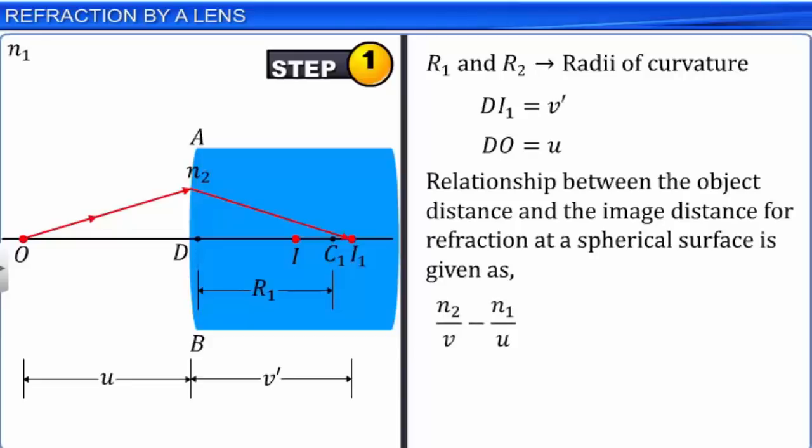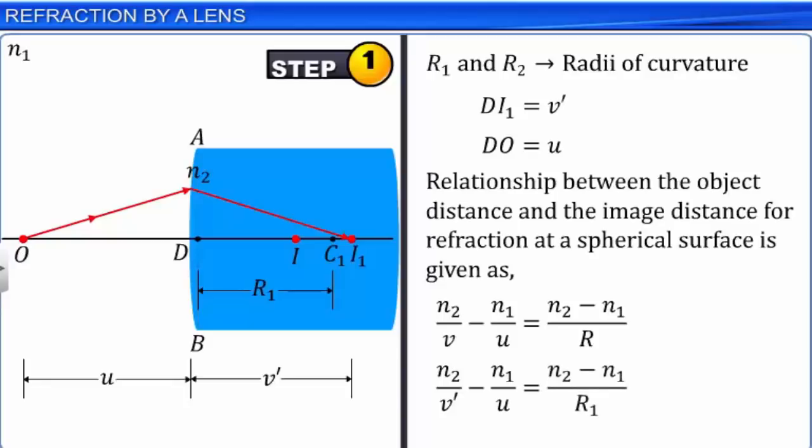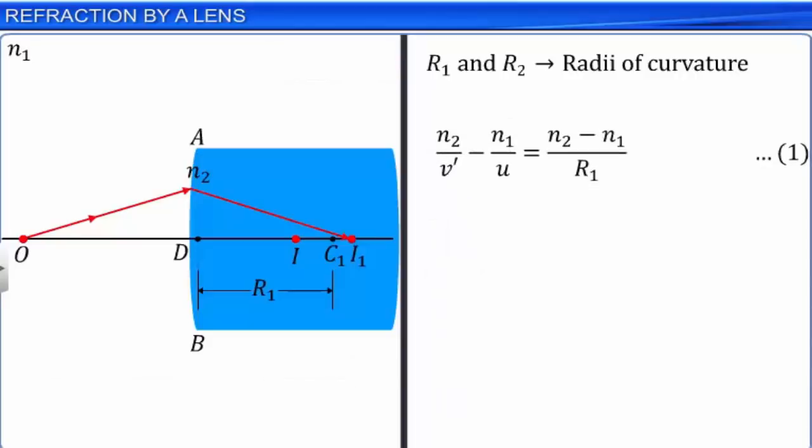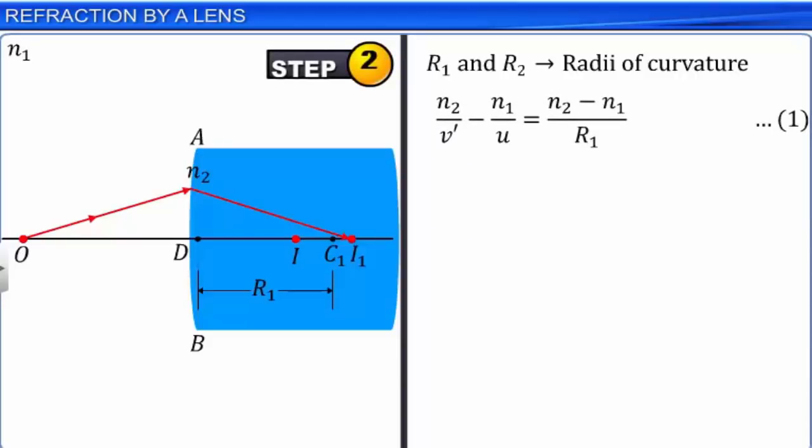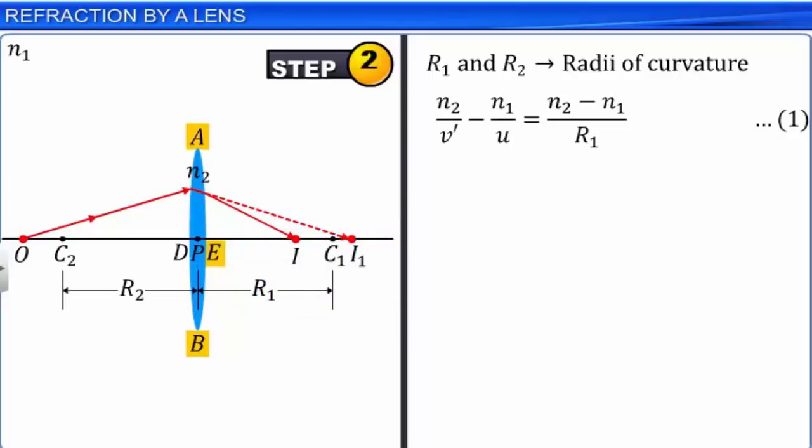In the second step, let us consider the refraction at the second spherical surface AEB. Because of the refraction at AEB, the image is actually formed at I instead of forming at I1. Since the lens we are dealing with is a thin lens, we can write that EI is equal to V and EI1 is equal to V dash. Hence, we can write N1 by V minus N2 by V dash is equal to N1 minus N2 by R2. Let this be equation 2. On adding equations 1 and 2, we get N1 into 1 by V minus 1 by U is equal to N2 minus N1 into 1 by R1 minus 1 by R2.